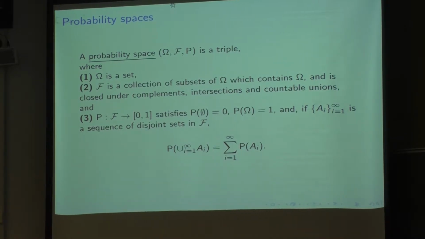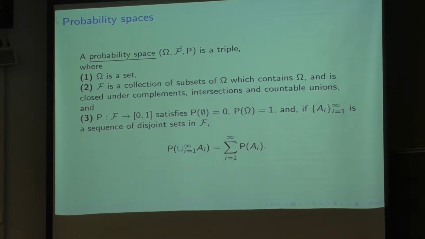And then the set of all possible outcomes of the experiment is what I'm calling omega. So think of omega as the set of all the things that can be observed in your experiment. F then is a set of events.